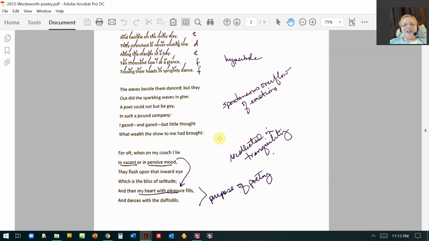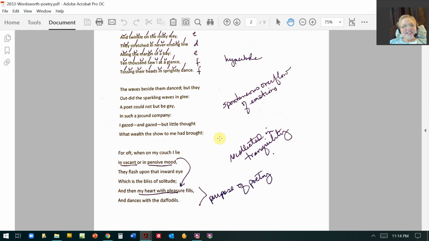So here's that last stanza. For oft, when on my couch I lie in vacant or in pensive mood, they flash upon that inward eye, which is the bliss of solitude. And then my heart with pleasure fills and dances with the daffodils.